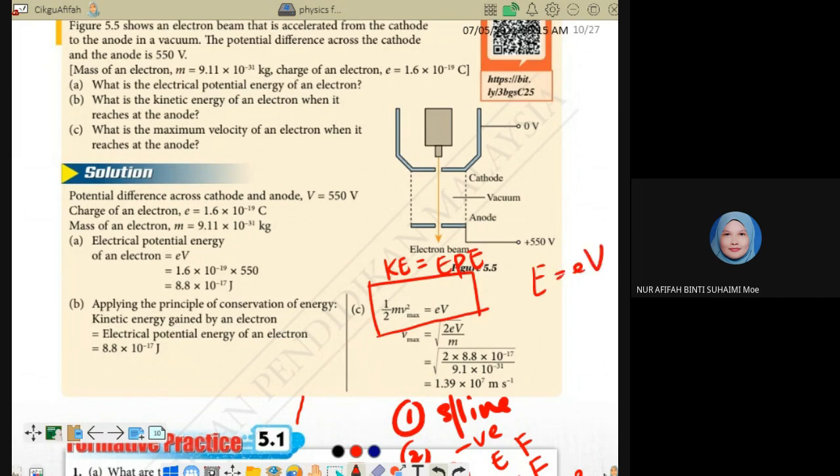Okay. Then for 5.2, 5.1 tak ada nak tanya? Tak ada masalah. Characteristics, conservation of energy, definition, thermionic emission and cathode rays. 3 benda lah kena ingat.